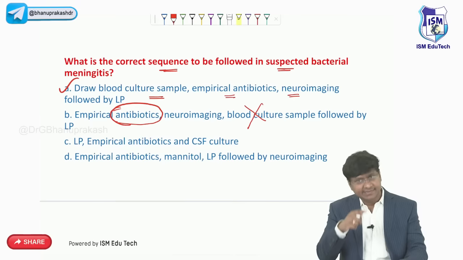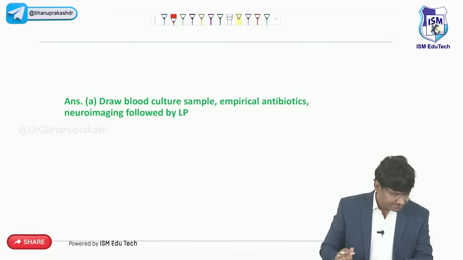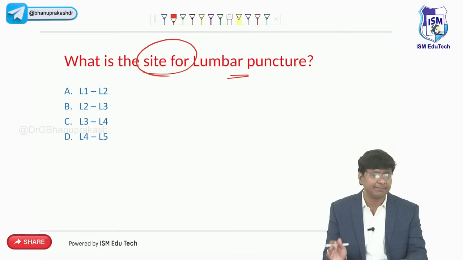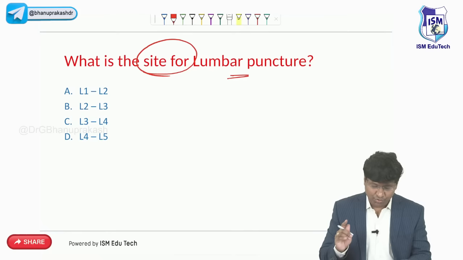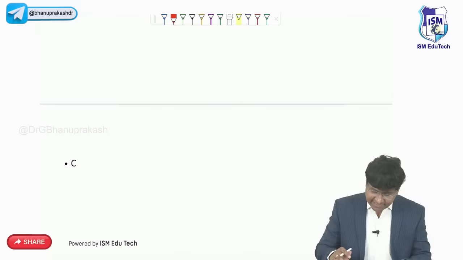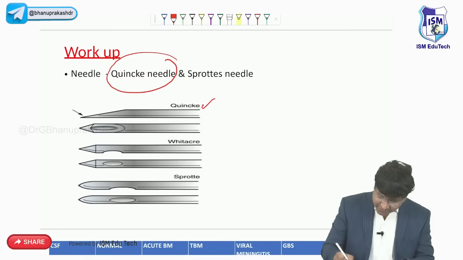And whenever you are doing lumbar puncture, what is the site? L1-L2, L2-L3, L3-L4, L4-L5? What is the best site for lumbar puncture? Right. So, the best site, please remember, is in between L3 and L4. And what is the name of the needle for lumbar puncture? We have Quincke's needle and the other one is Sprotte's needle. These are the two important needles for lumbar puncture.